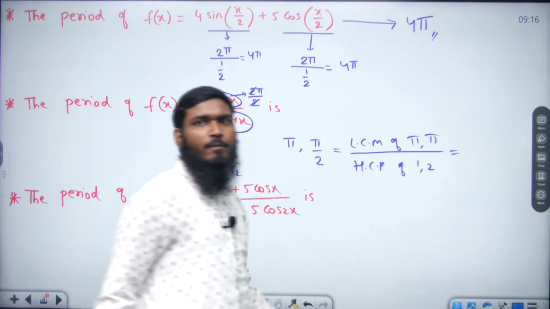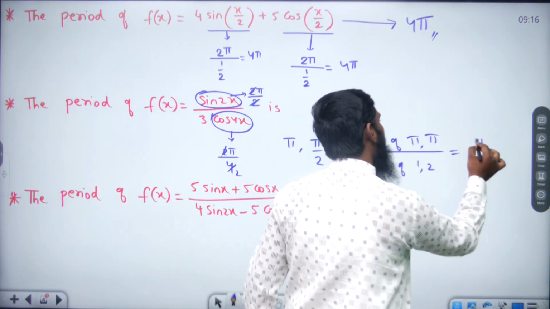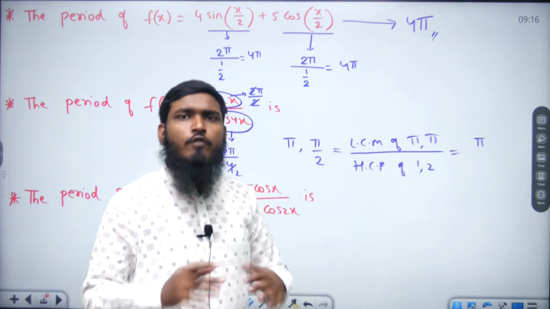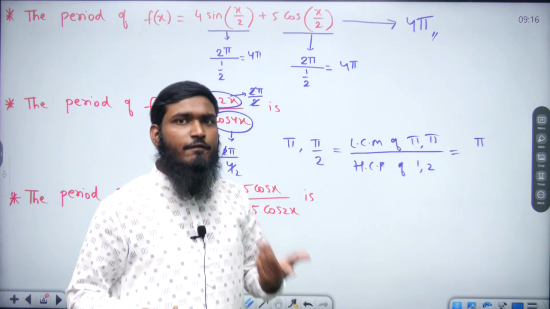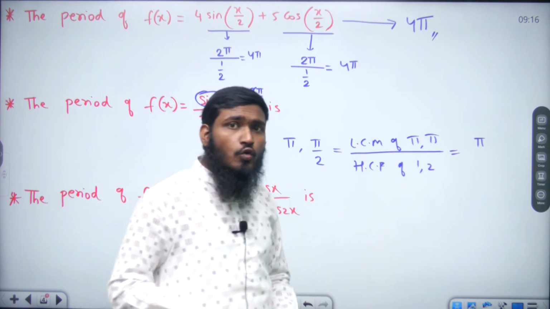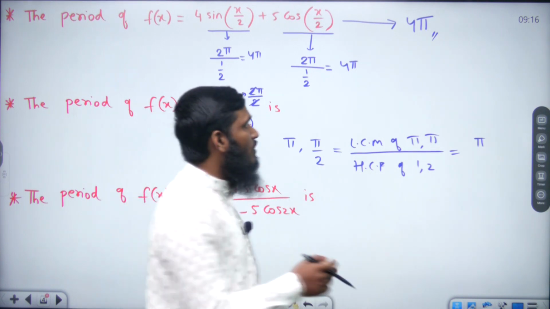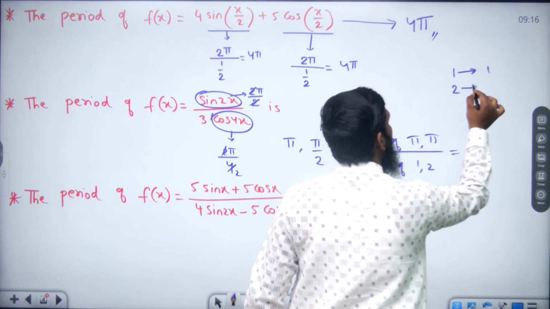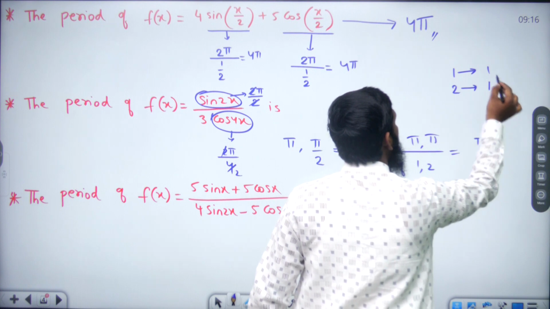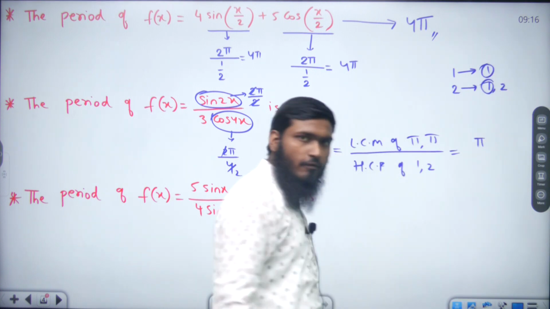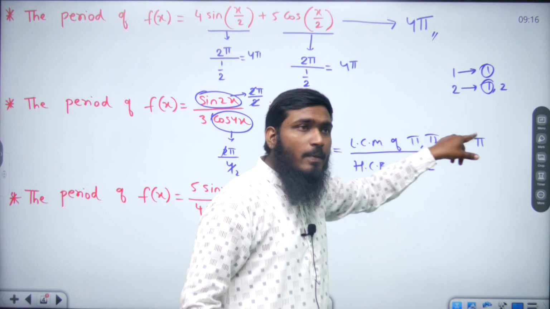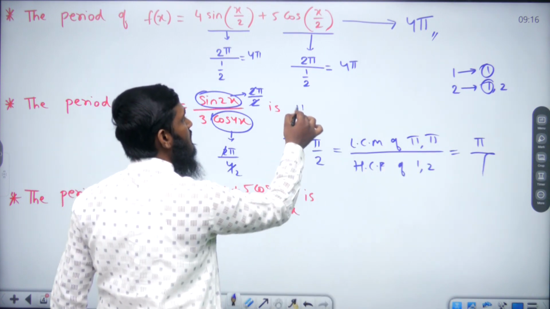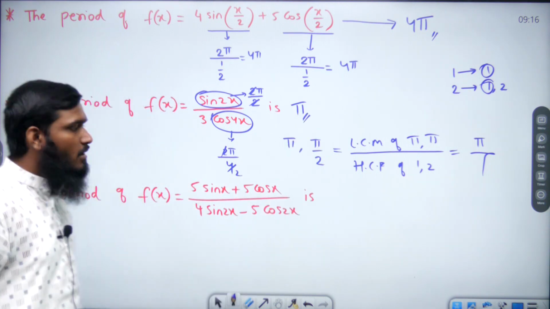Now, what will be the LCM of pi and pi? Pi only. Divided by the highest common factor of 1 and 2. For 1 we have only one factor, which is 1 only. For 2 we have the factors 1 and 2. So the highest common factor is 1. So pi by 1 equals pi itself. So we write this answer as pi. Understood? Now let us see the next question.